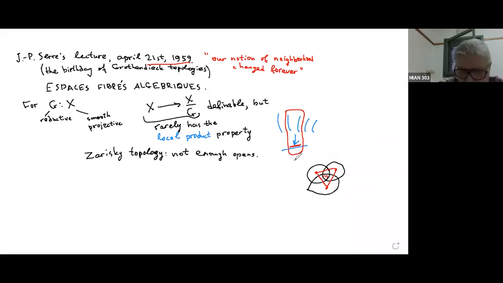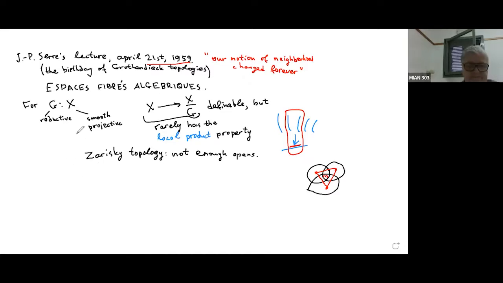The classical direction was to replace the Zariski topology by the complex one, and then we have lots of small open sets, and construct any cohomology theory we like.